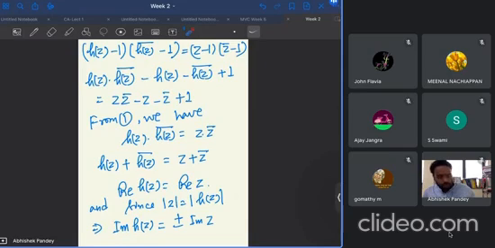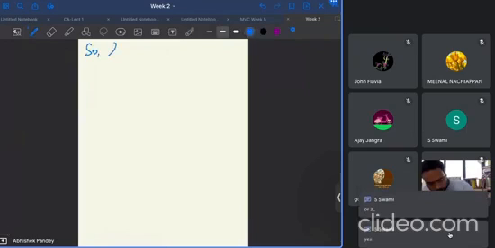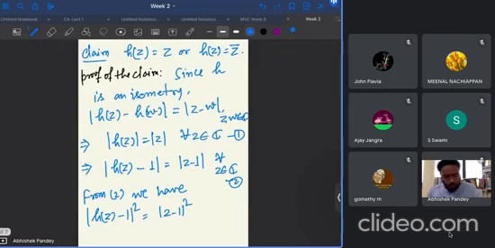So basically hz is equal to z or z bar, isn't it? So hz is equal to z or hz is equal to z bar. So we have proved our claim.